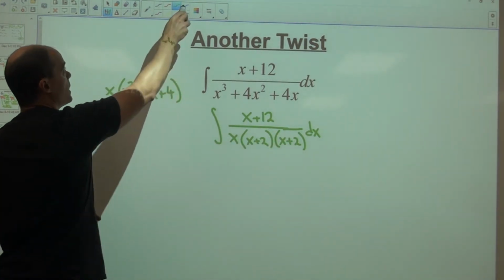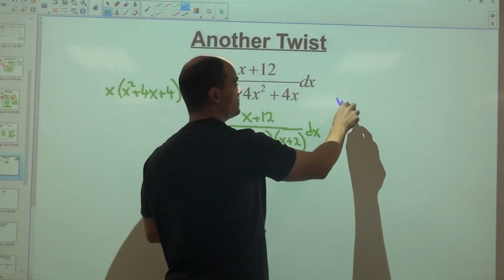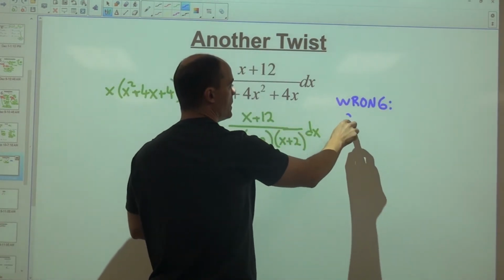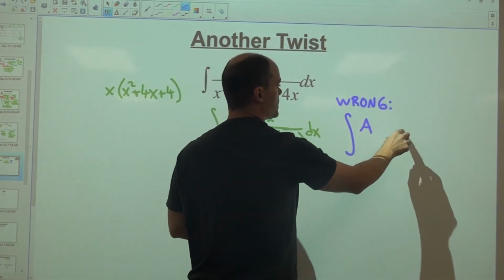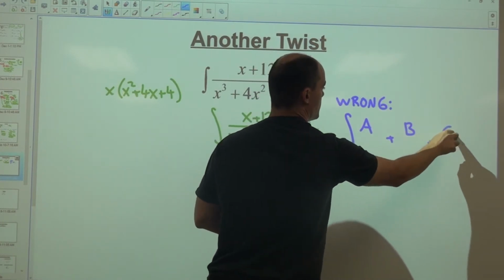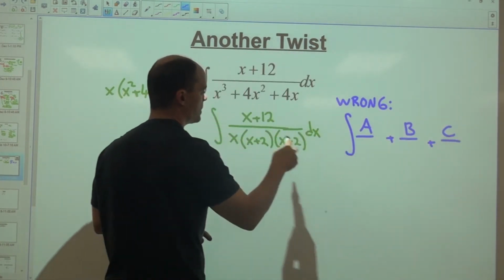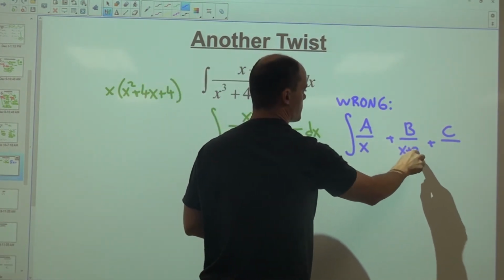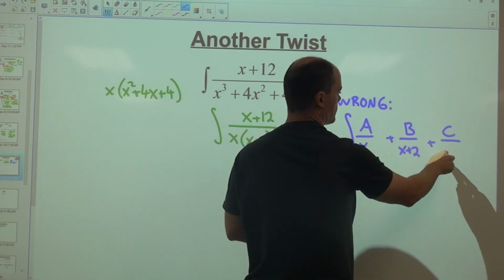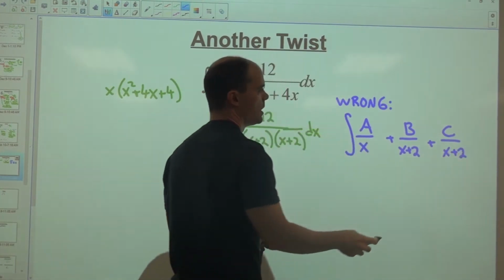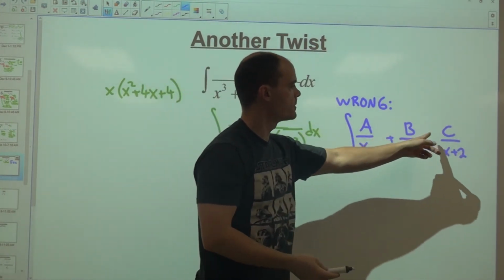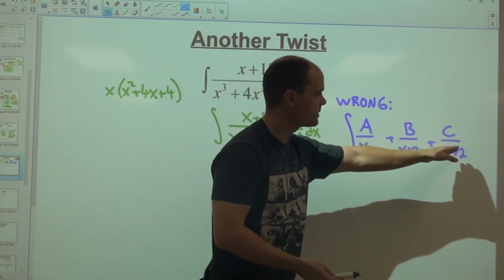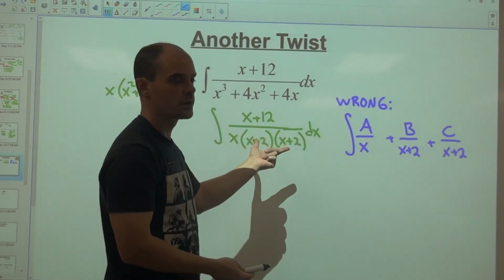So the wrong way to do this is to set up the following. If I did a plus b plus c, certainly my first factor is x, that's not going to change. X plus 2 is not going to change, but I can't use x plus 2 again. There'd be no difference between these 2 fractions at all. This is not a distinct factor of this expression.